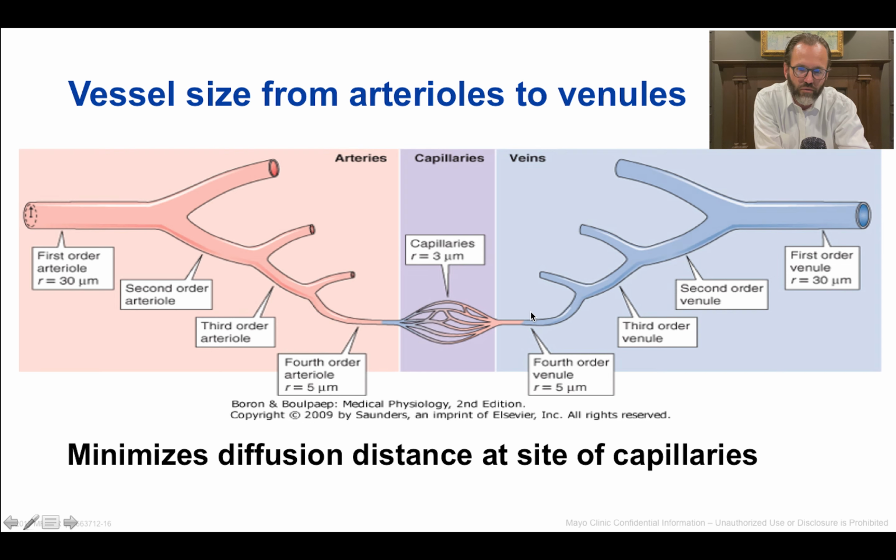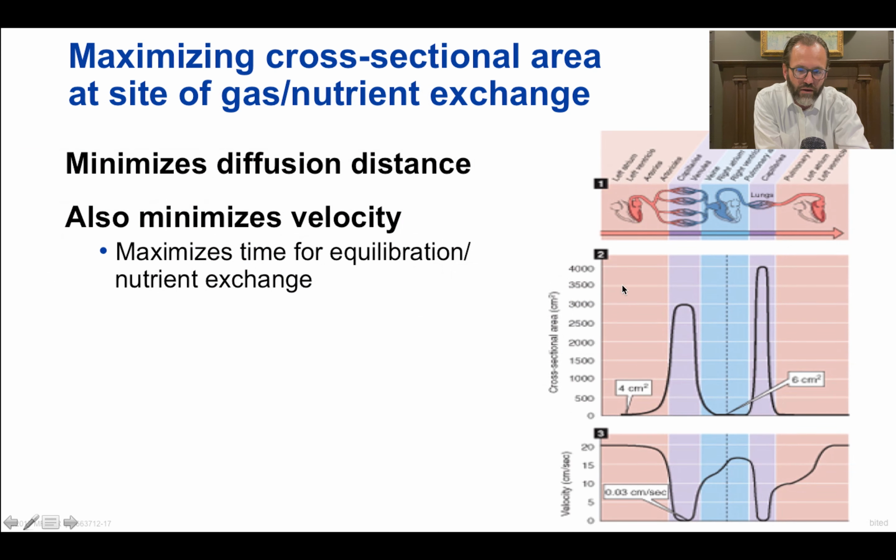And of course, that's incredibly important, and that can be depicted here just to show you schematically how dramatic this increase in cross-sectional area is to optimize diffusion distance. It also reduces velocity as blood is going through these very large cross-sectional area capillary beds, and that maximizes the time for equilibration and nutrient exchange as well.